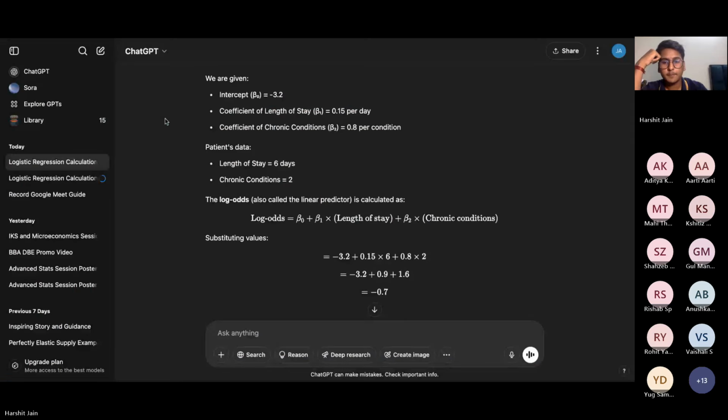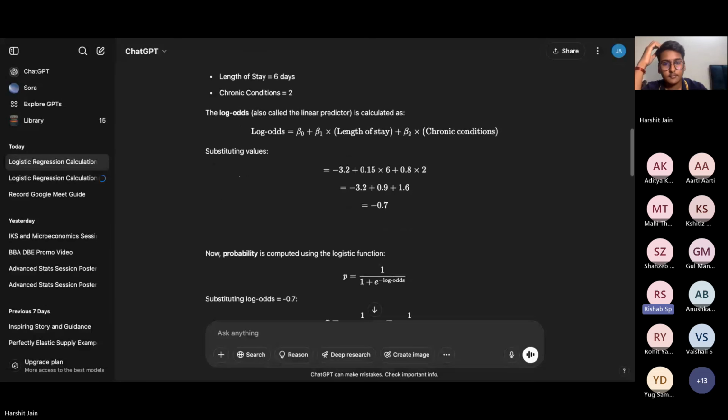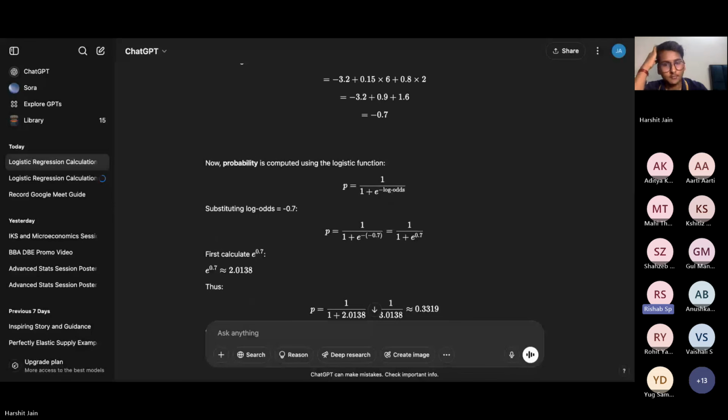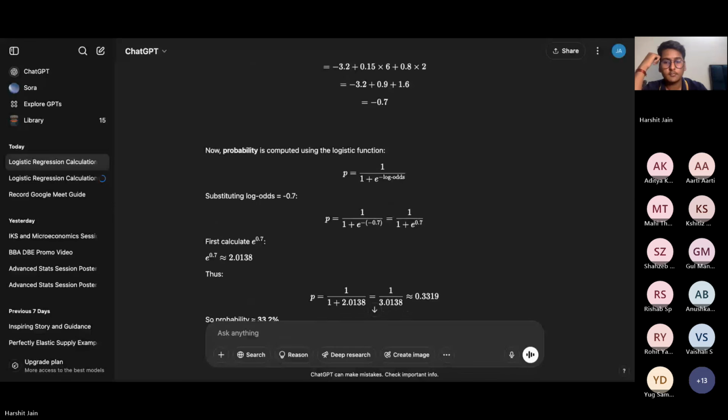Harshit, present your screen. I presented. Is it visible? Yeah. Go down. Yeah, till 0.7 we got, right? Wait, 0.3319. Yeah, we got the same.